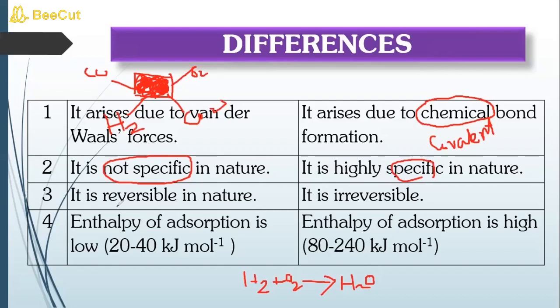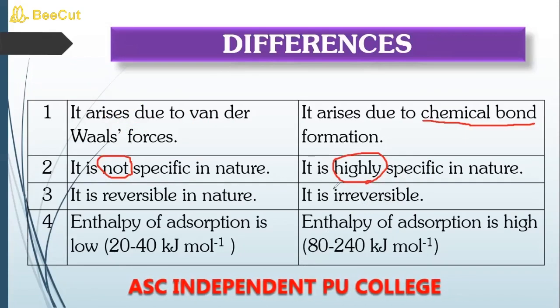Physical adsorption is reversible in nature because the adsorbed particles can be removed then and there. But once the reaction has happened, we cannot revert it back, meaning once the H2O is formed, it's very tough to drive it back and to get H2 and O2. Hence, chemical adsorption is irreversible.